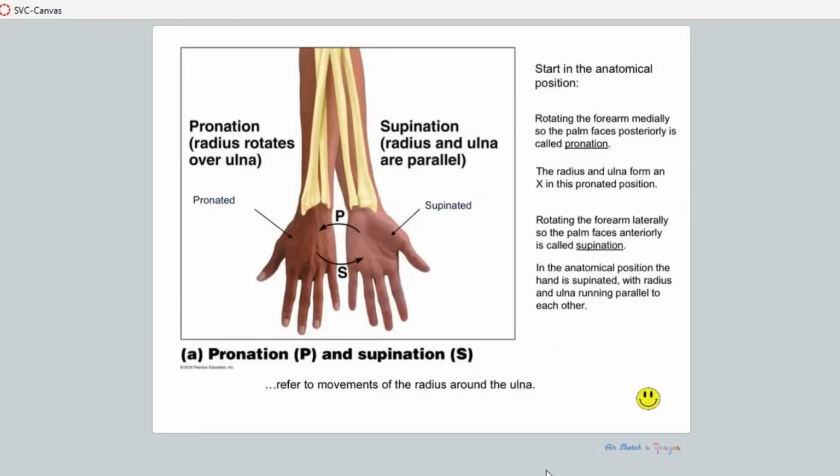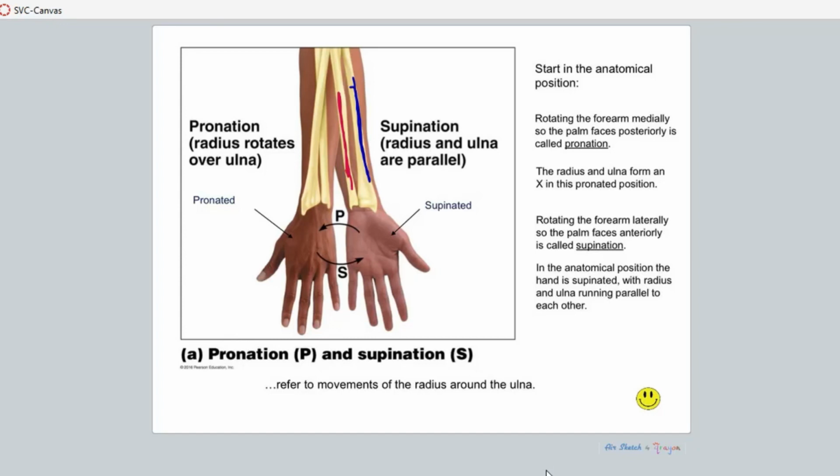Supination and pronation. So here we are in the anatomical position, and in the anatomical position, what bone is that right there? Follows along the thumb, that's the radius, and so this is the ulna. I'll make it better here. Here's the radius, and here's the ulna.